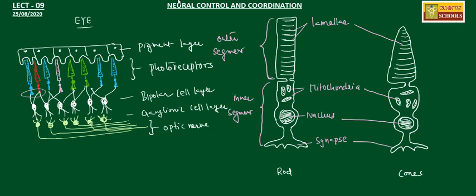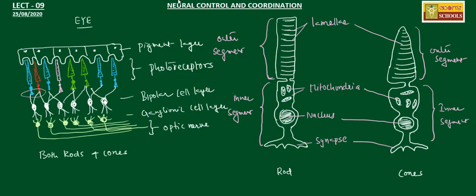So just like we have in the rods the outer segment, here this portion will be the outer segment of the cone, and this portion is the inner segment of the cone. Both rods and cones contain light sensitive proteins, and those proteins are called photopigments.